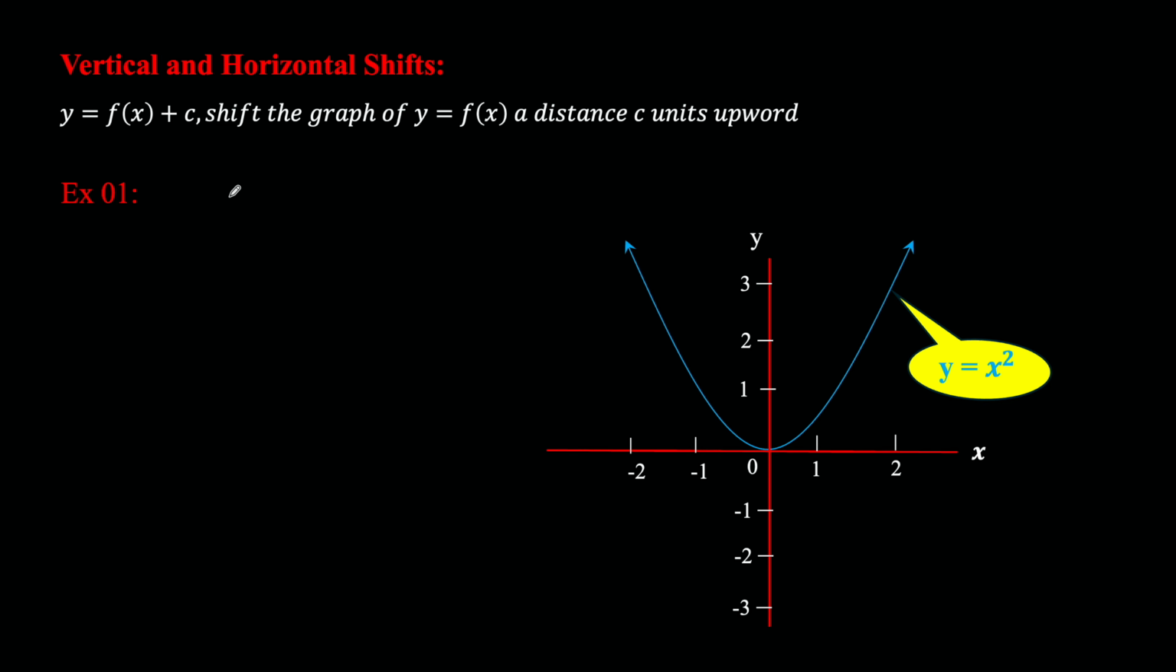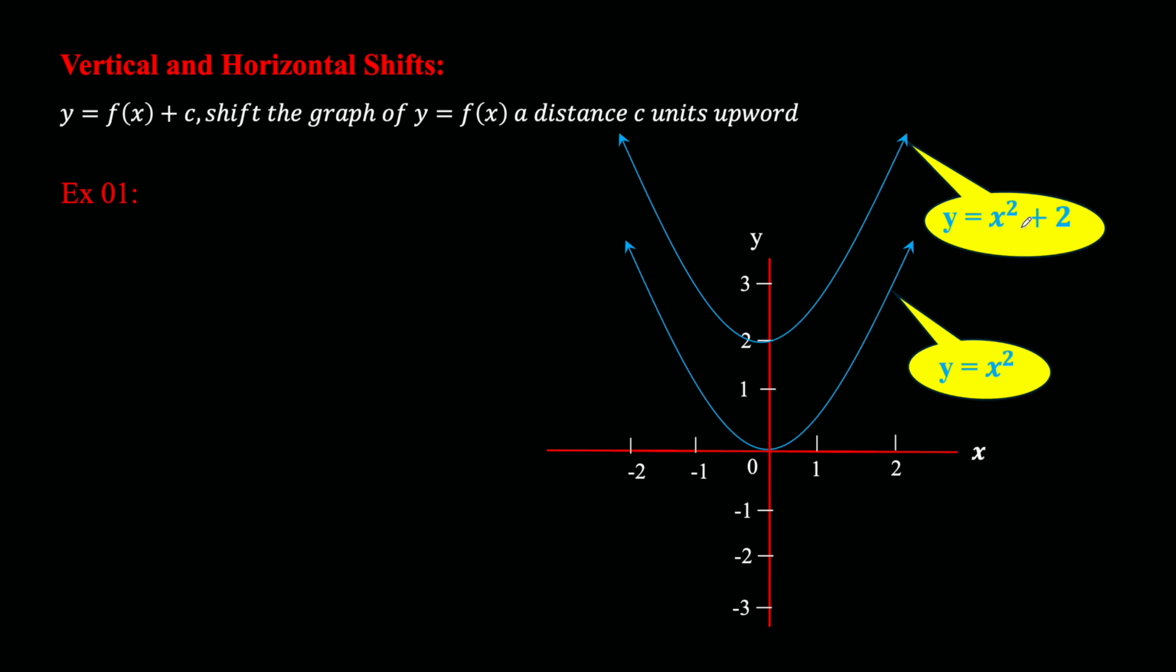What we need to do is we just make y is equal to f of x plus c. We have to add c units to this function, meaning if we add 2 to x squared, so y is equal to x squared plus 2, we shift our function 2 units upward, okay?